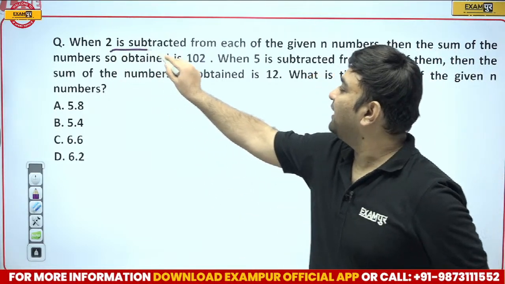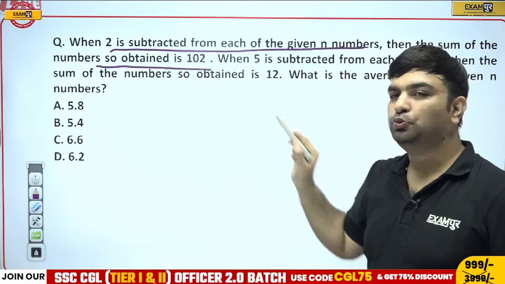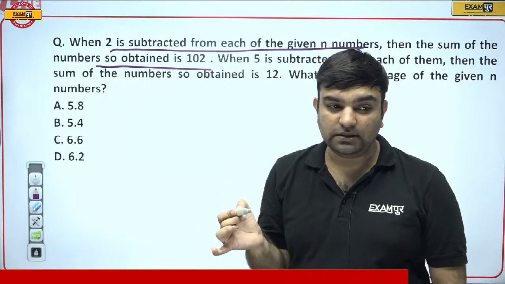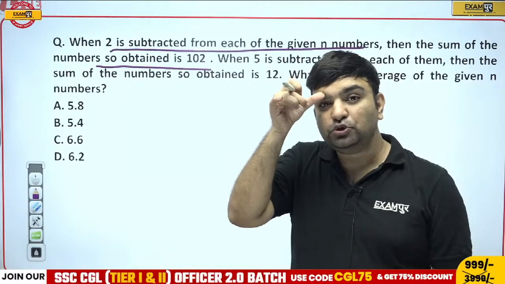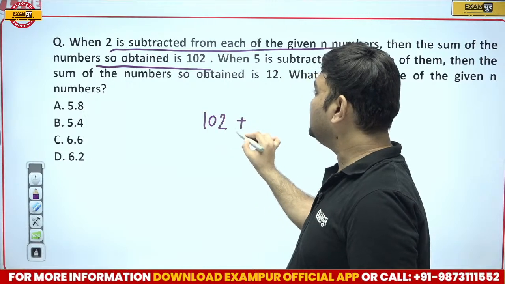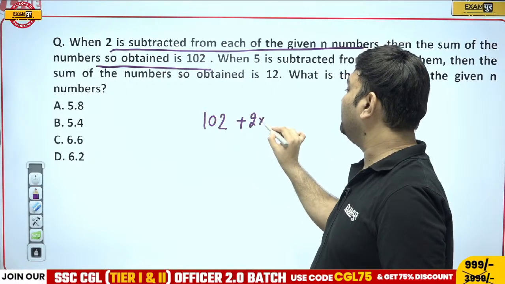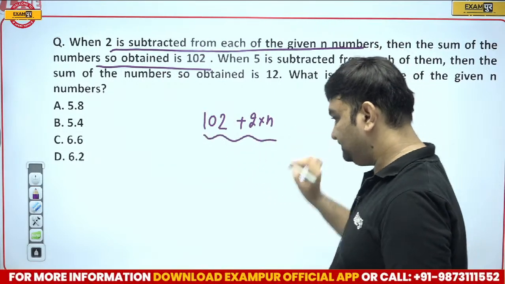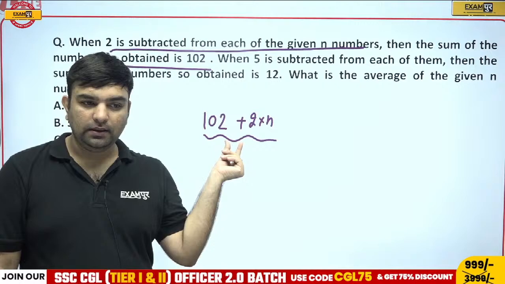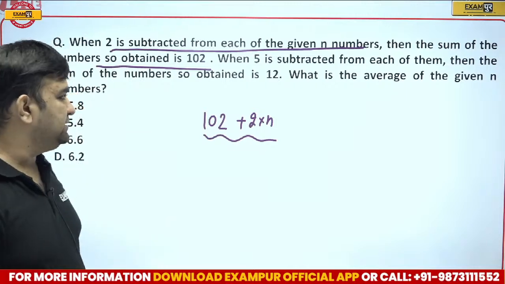When 2 is subtracted from each of the given numbers, the sum obtained is 102. So the actual sum is 102 plus, since you are subtracting 2 from every number, I'm adding 2 to every number. This is my original sum.